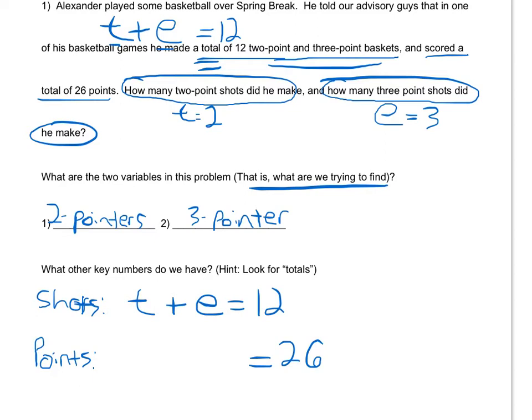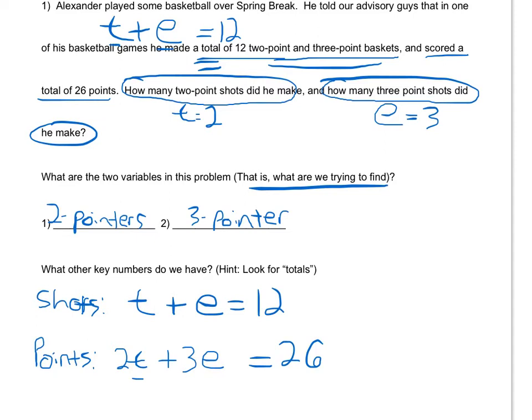With a 2-pointer, how many points is a 2-pointer worth? Well, that's pretty clear. It's worth 2 points. So all this is saying right here is that for every 2-point basket he made, that earned him 2 points, and we're going to add up his points. He also shot 3-pointers. How many points was each 3-pointer worth? Each 3-pointer is worth, clearly, 3 points. So here's the other equation: 2t plus 3e is equal to 26.